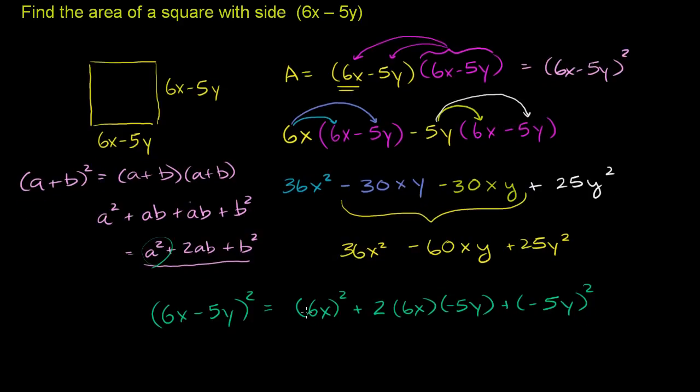And then this will simplify to 6x squared is 36x squared, plus, actually there's going to be a negative here, because it's 2 times 6 is 12 times negative 5 is negative 60, with an x and a y, and then negative 5y squared is positive 25y squared. So hopefully you saw multiple ways to do this. If you knew this pattern immediately, you could just cut to the chase and go straight here. You wouldn't have to do the distributive property twice, although this will never be wrong.